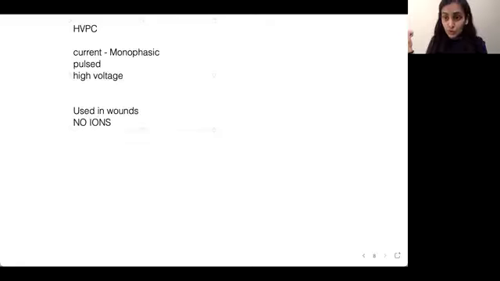So the bacteria is going to get repelled from the wound, go inside the system, and can get flushed out. That's why a bacterial infection is going to be your cathode. If they give you a culture-free wound, a wound that is non-infected, then you are going to use anode. Everyone clear? HVPC is a monophasic pulsed high voltage.